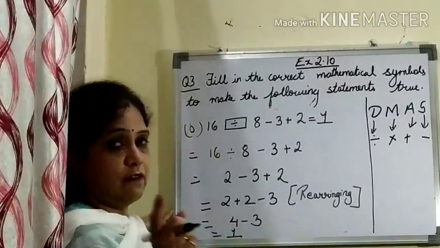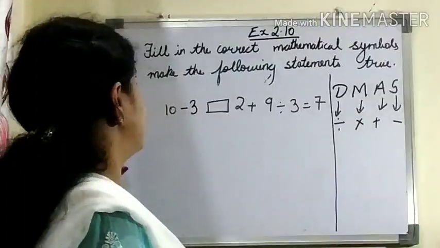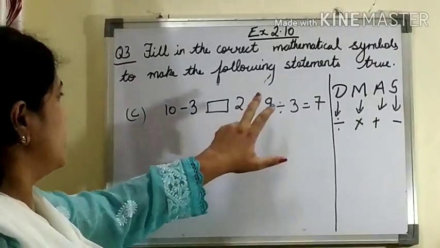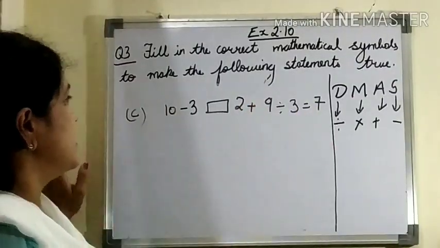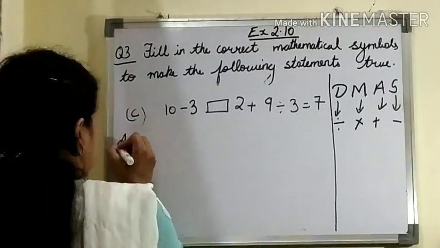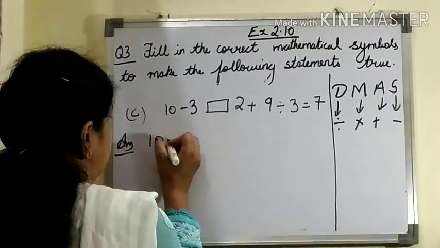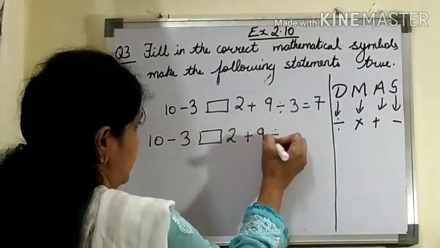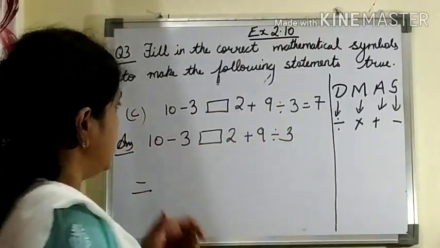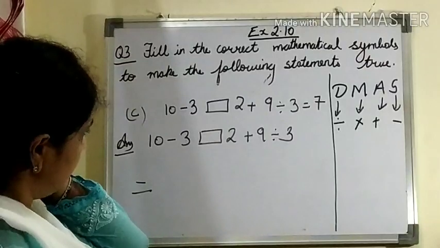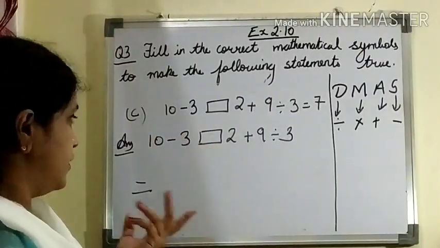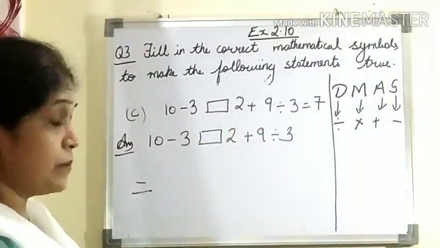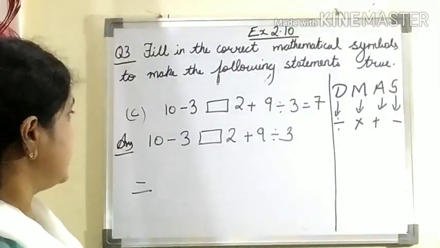Now let us do one more sum, C1. The question is 10 minus 3, box, 2 plus 9 divided by 3 is equal to 7. First I am writing 10 minus 3 box 2 plus 9 divided by 3. What symbol can it be? Let us try division. It can't be 3 divided by 2, it's not possible, it will be in decimal form, so the answer won't come 7. So division is ruled out. Now let us try multiplication.